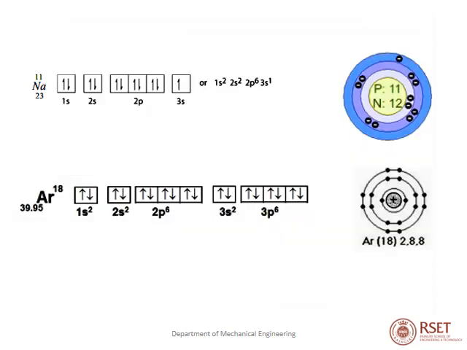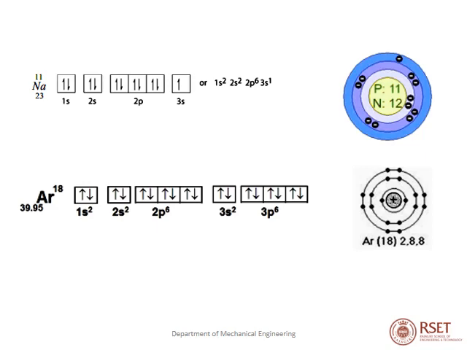If we consider two examples, stable and unstable, take sodium. You can see the third shell has only one electron, but up to the 2p energy level it's almost stable. So if it releases this particular electron, then sodium becomes stable. Sodium always has a tendency to donate, which is why it is an electropositive element.